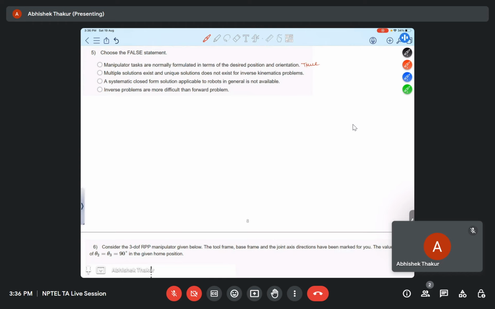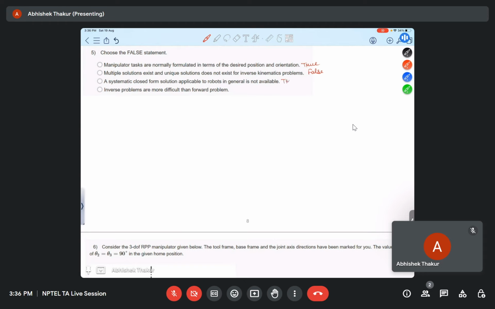Second is multiple solutions exist and a unique solution does not exist for the inverse kinematics problem. This is false. And a systematic closed form solution applicable to robots in general is not available. This is false.